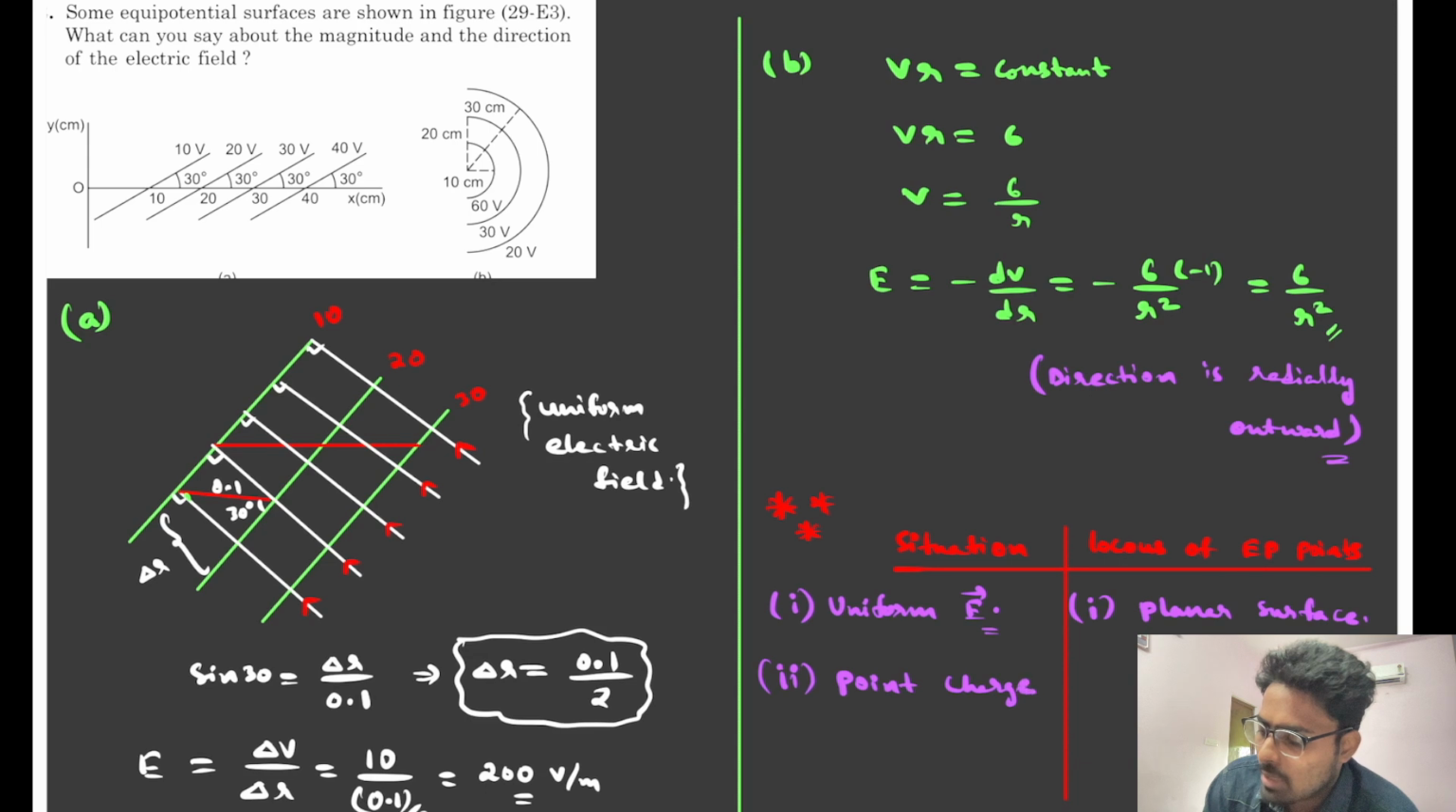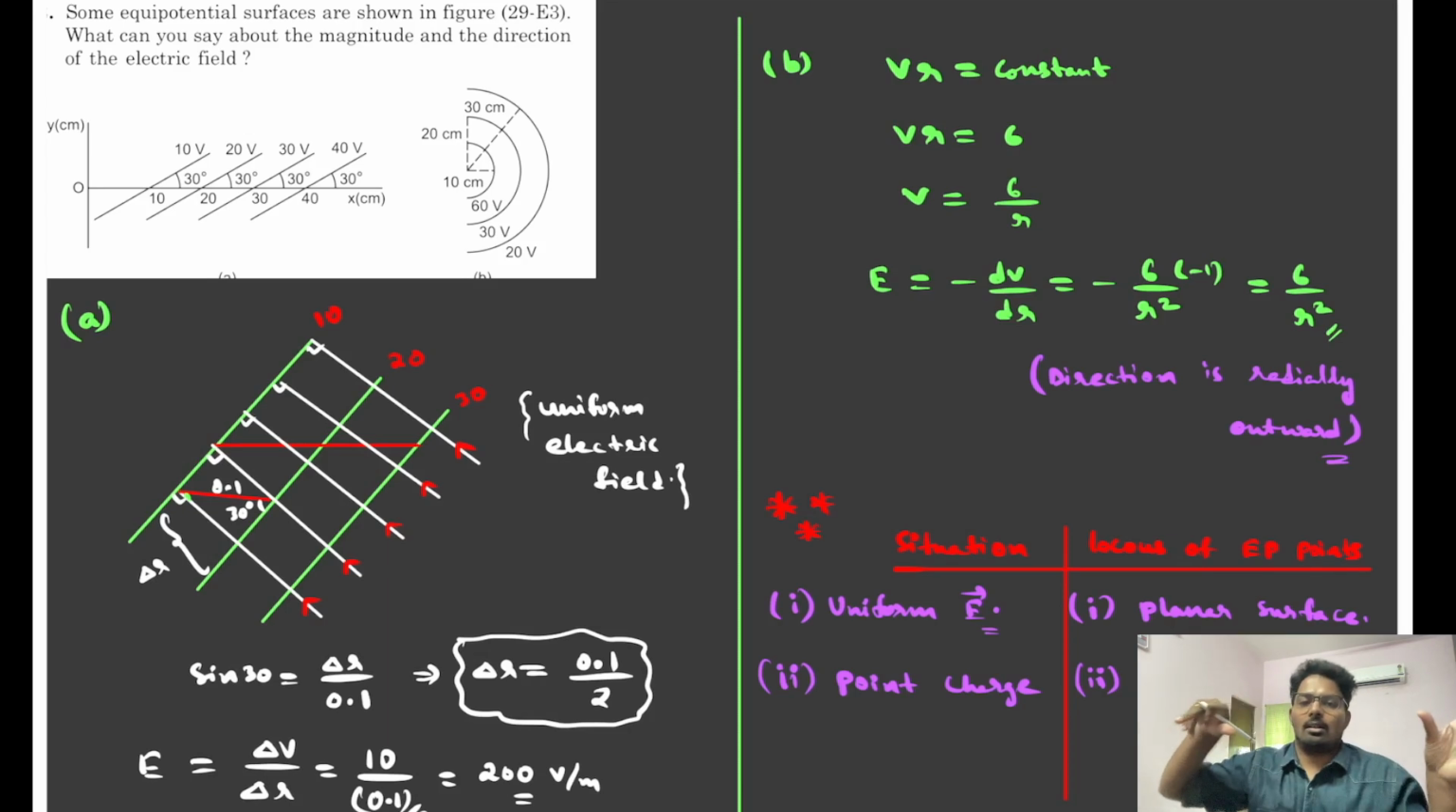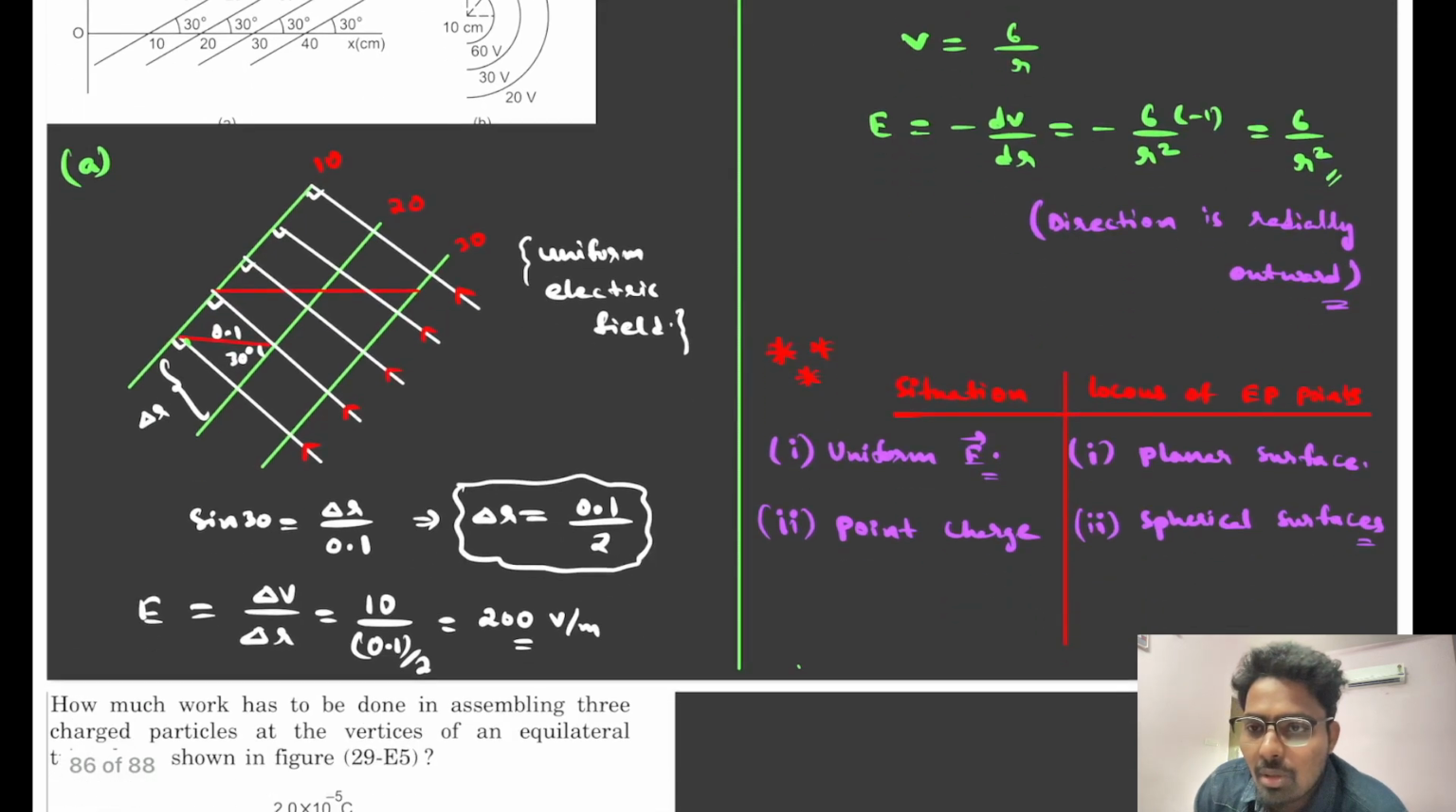for a point charge, you know what type of equipotential surface you are going to get? Why? Because whenever a point charge is given, the potential at a given distance is the same irrespective of the direction. The potential formula is kq by r. So the locus of all the points which are equidistant from a point is nothing but a sphere. So here you will be getting spherical surfaces. When you have a point charge, you are going to get spherical surfaces.